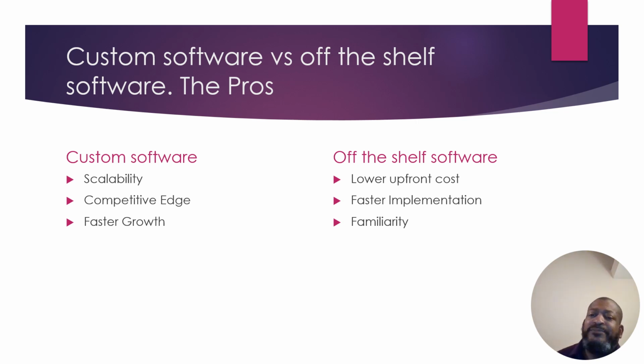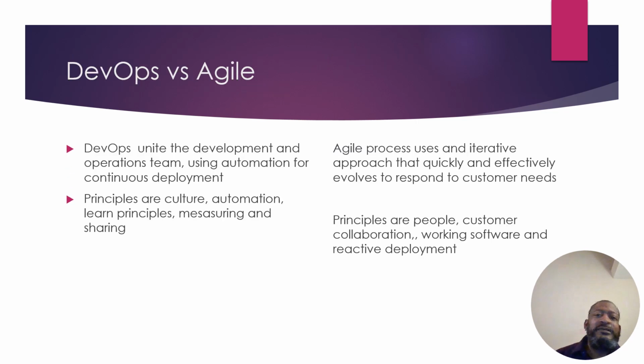You have a much faster implementation. Custom software can take months to implement, and I've seen custom software even take a few years in the development stage. You also have familiarity, because with off-the-shelf software, you may have people that already know the software. There's no training involved. With custom software, you're going to spend a lot of time training users on how to use the software. With off-the-shelf software, they may already know how to do it, so the training won't be as much. They'll be a lot more familiar with it. And those are the pros.